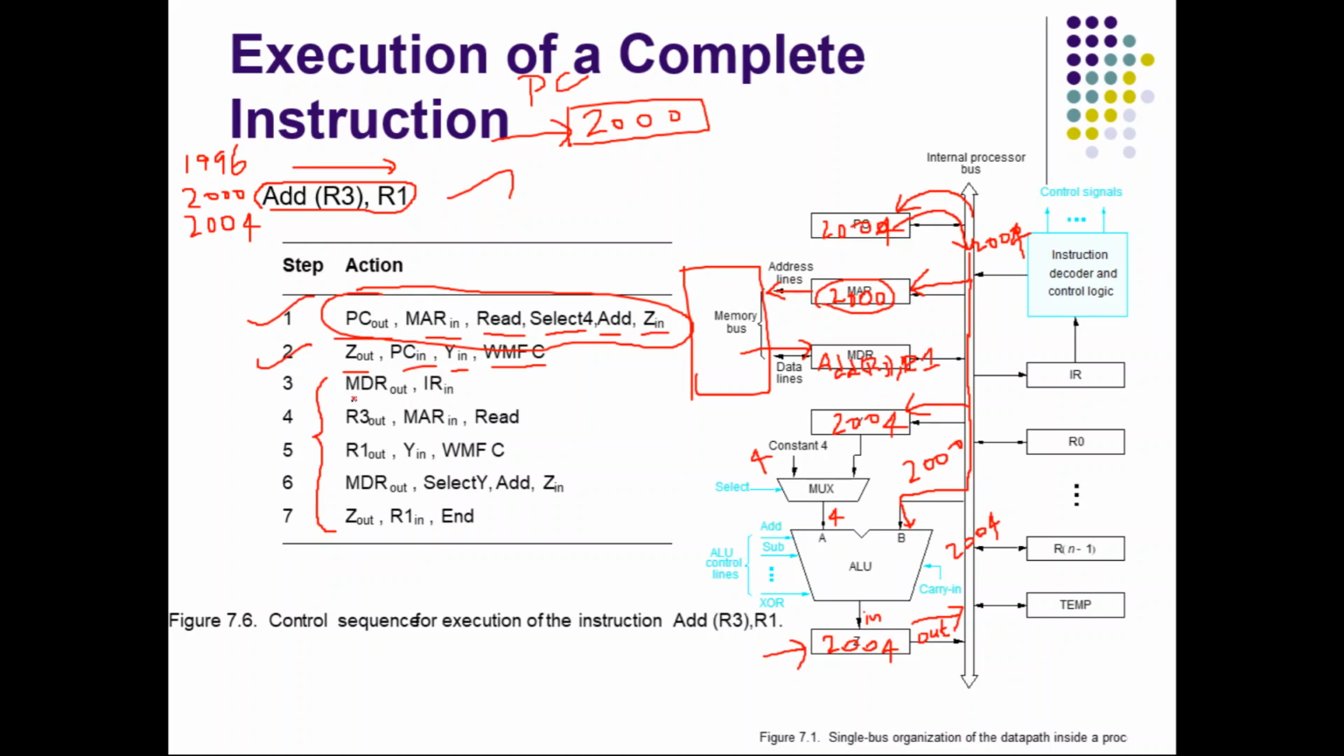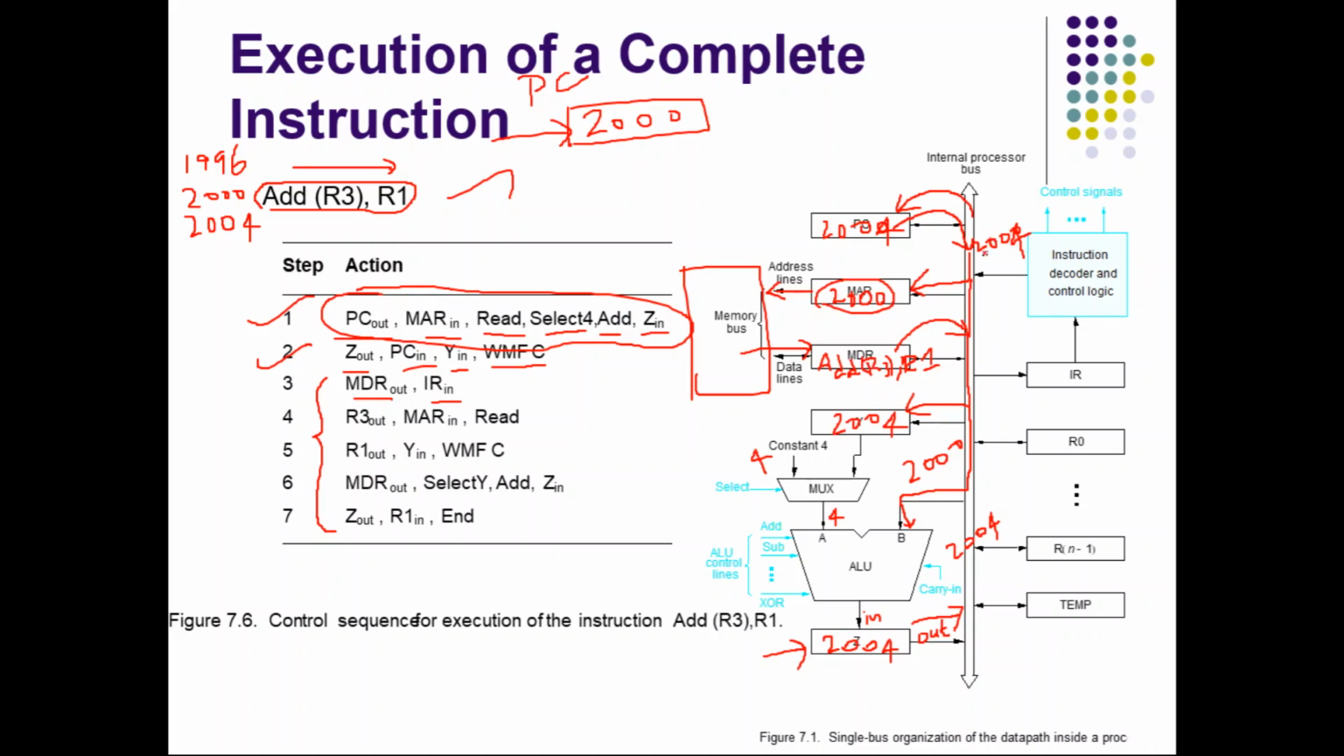So then what we are doing, MDR out, IR in. This instruction at 2000 is fetched and it is available in MDR. Then we say MDR out, IR in. So from MDR we are keeping this in the system bus. MDR out means it goes into the internal processor bus.